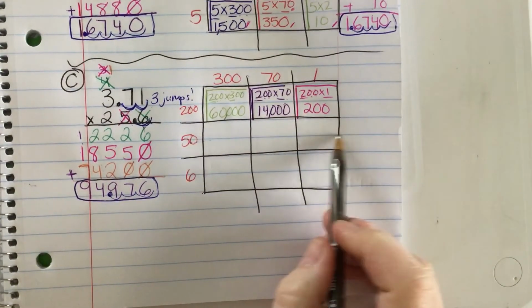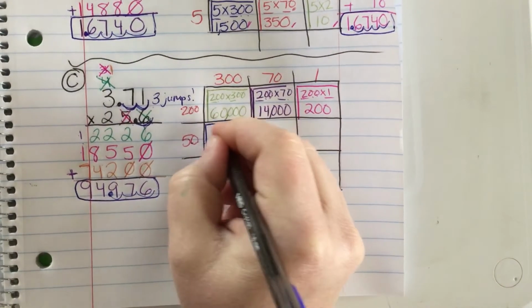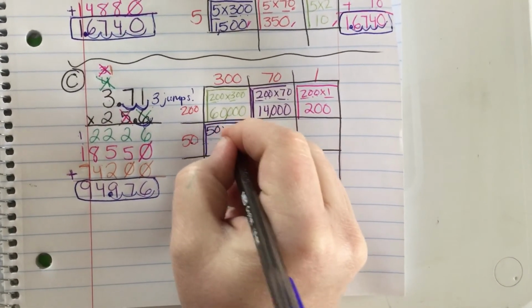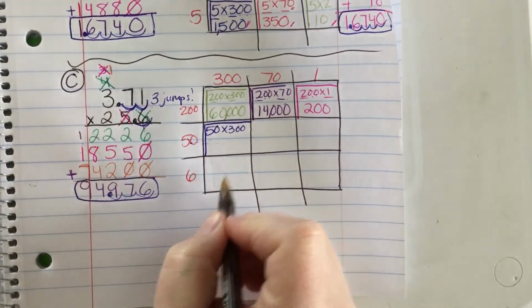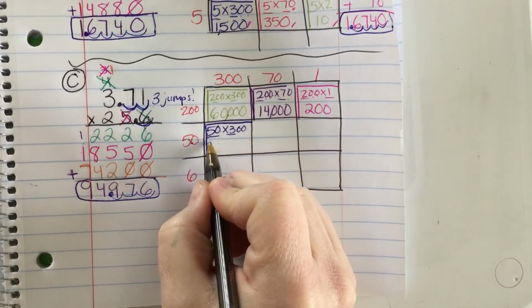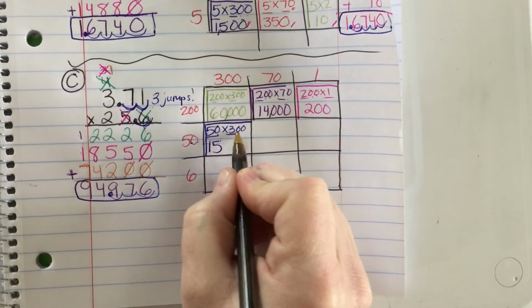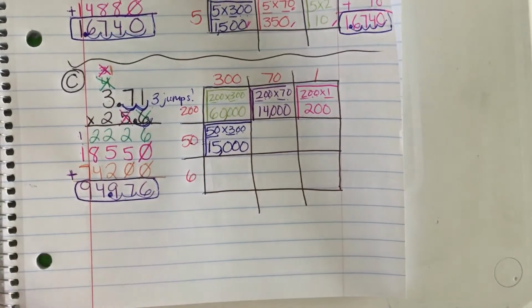So again, 50 is going to show up in all of these boxes. 50 times 300. Because 300 is this whole column, right? There's going to be 300s in all three of these boxes. So 5 times 3 is 15. 1, 2, 3 zeros. 15,000.